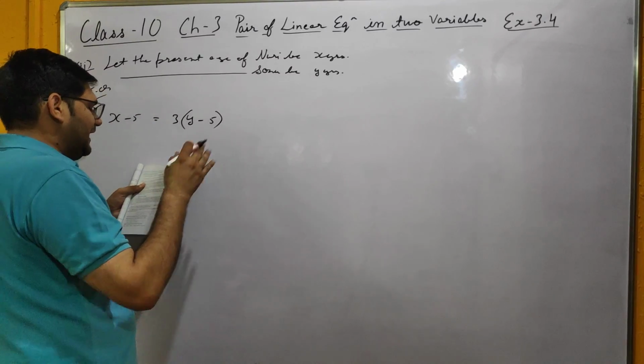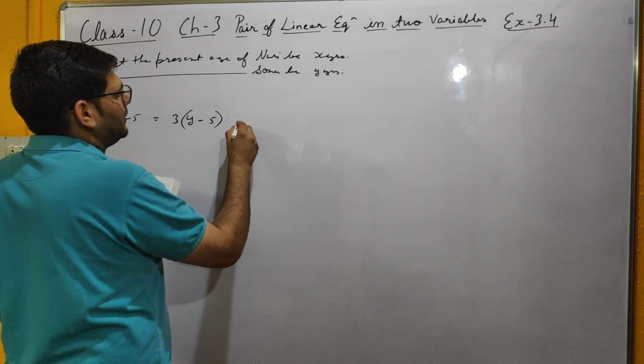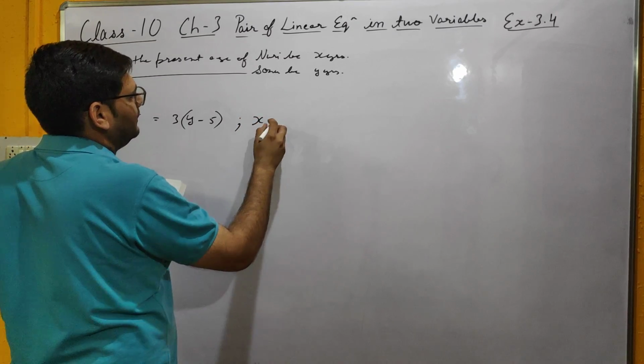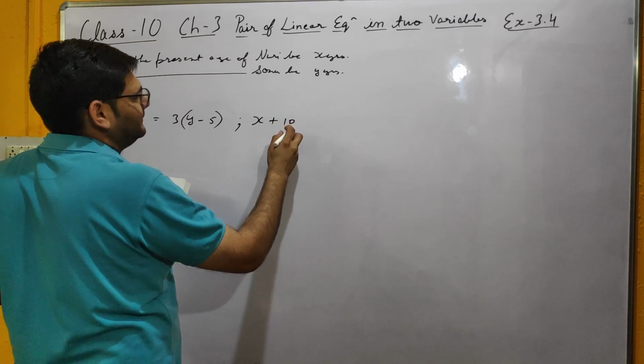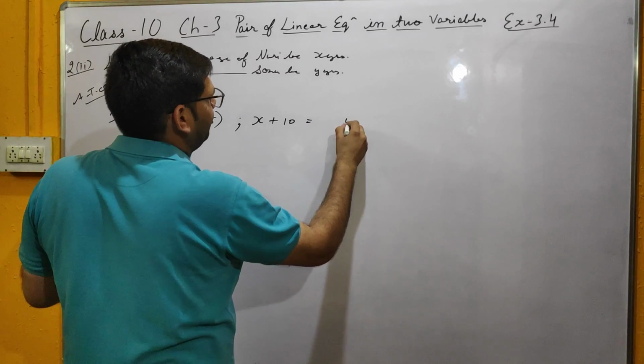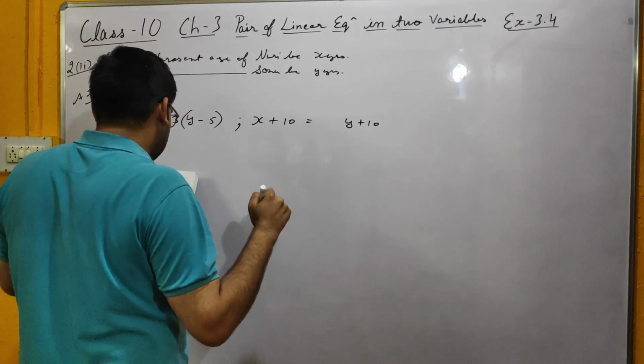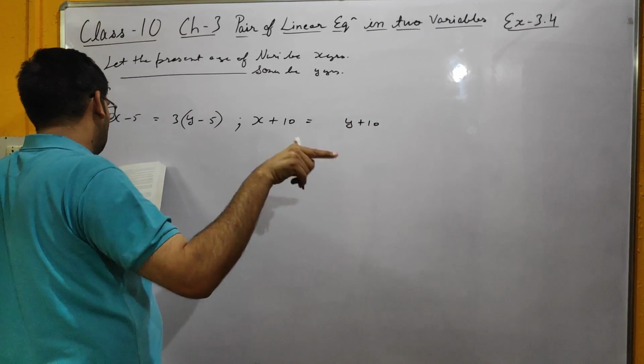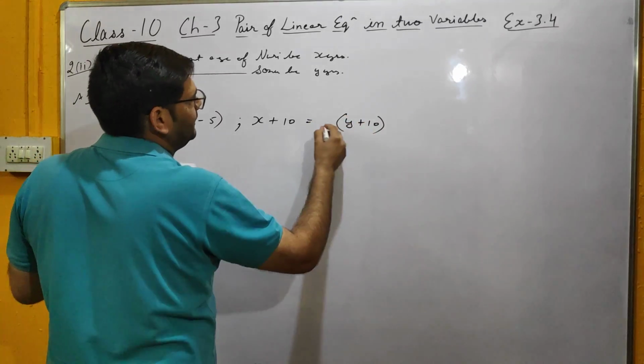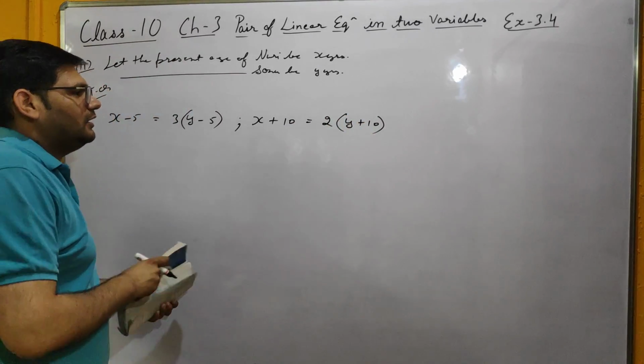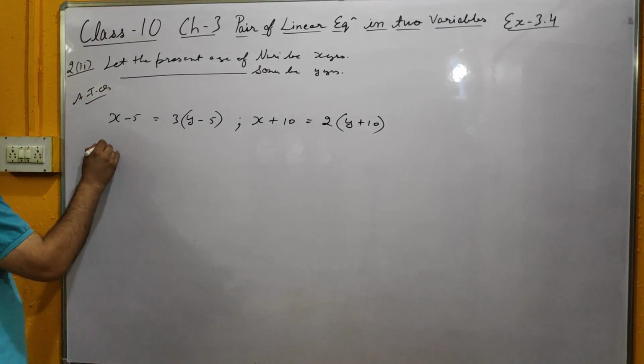Next, 10 years later. If he is talking about the future, then we need to add 10, and in Y also we need to add 10. 10 years later, Nuri will be twice as old as Sonu. So multiply 2 in Sonu. So in this way we can form our equations.